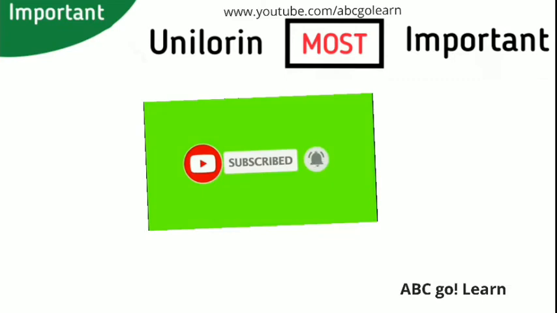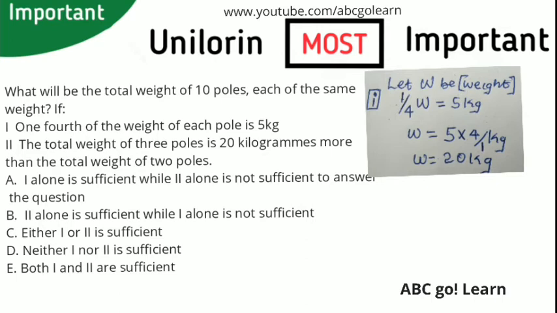I want to start by solving the last question, the classwork I gave you. Question number 1. What will be the total weight of 10 poles, each of the same weight, if 1/4 of the weight of each pole is 5 kg, that's I1, the weight of 3 poles is 20 kg more than the total weight of 2 poles, that's I2. A. I1 alone is sufficient, while I2 alone is not sufficient to answer the question. B. I2 alone is sufficient, while I1 alone is not sufficient. C. Either I1 or I2 is sufficient. D. Neither I1 nor I2 is sufficient. E. Both I1 and I2 are sufficient.